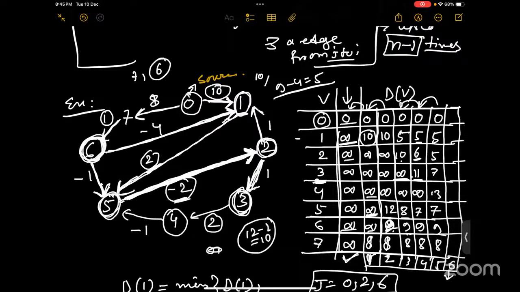Now the final step. So what is the final step? This is again 0. This is again 5, 2. What will be the distance of 2? 5, right? Yes. 3? 6. Yes. 4? 7. 9. 5.